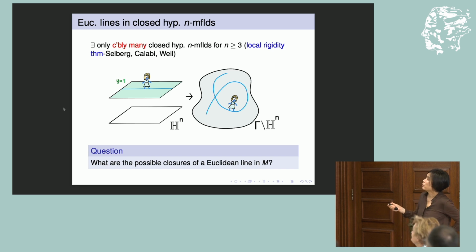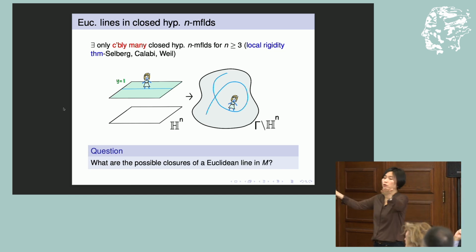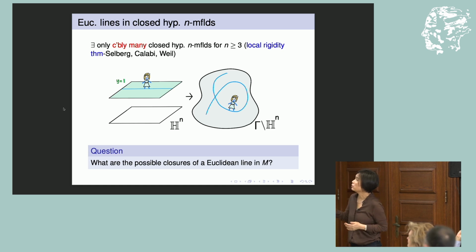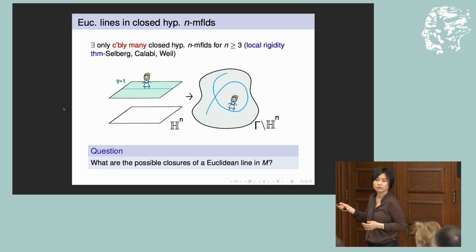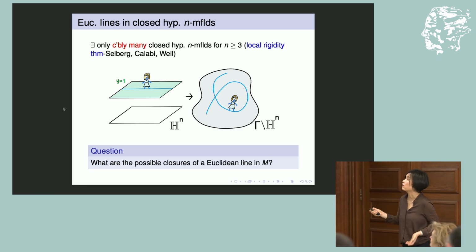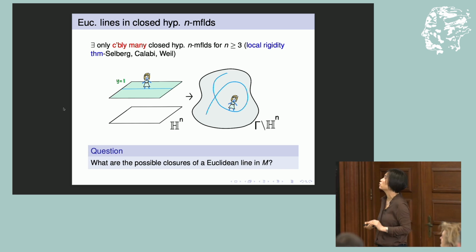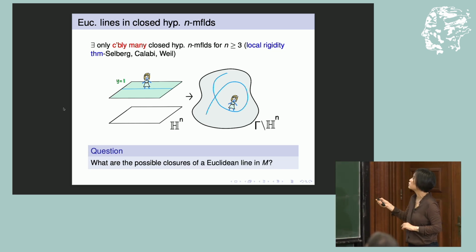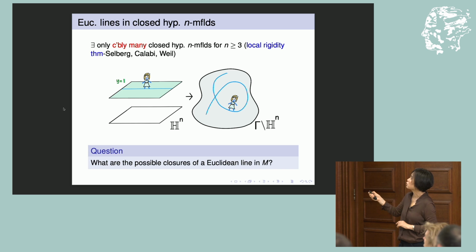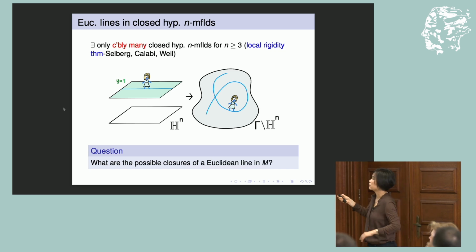In this upper half space model, we have this horizontal plane given by the equation y equal to 1, right? So this is a horizontal plane, and by Euclidean line, we mean any line on this horizontal plane. And again, there are isometric images. Their isometric images will again look like some circle tangent to the boundary. These are all called Euclidean lines. So we have this quotient map, and a Euclidean line in this quotient closed hyperbolic n-manifold is the image of a Euclidean line from Hn under this quotient map.